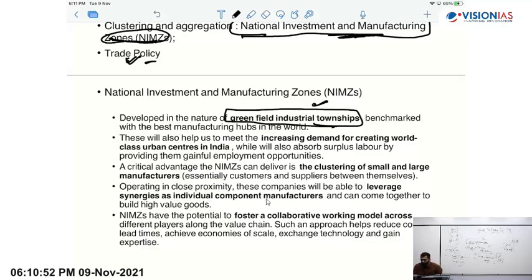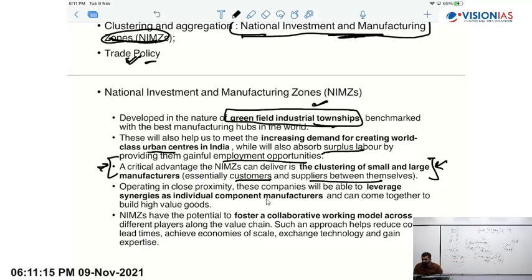Creating urban centers absorbs surplus labor by providing them gainful employment opportunities. So cluster, creating employment. Clustering of small and large manufacturers, essentially customers and suppliers between themselves. So this is their major benefit. Bringing the suppliers and manufacturers together, that is creating a supply chain, giving them the forward and the backward linkages.